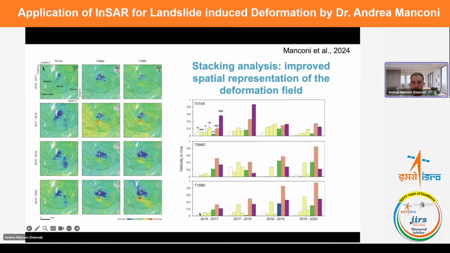Here, what we can see is a clear trend towards 2020 of deformation, and this is something that is already more than what you would get with the persistent scatter interferometry in terms of spatial distribution of the surface deformation.